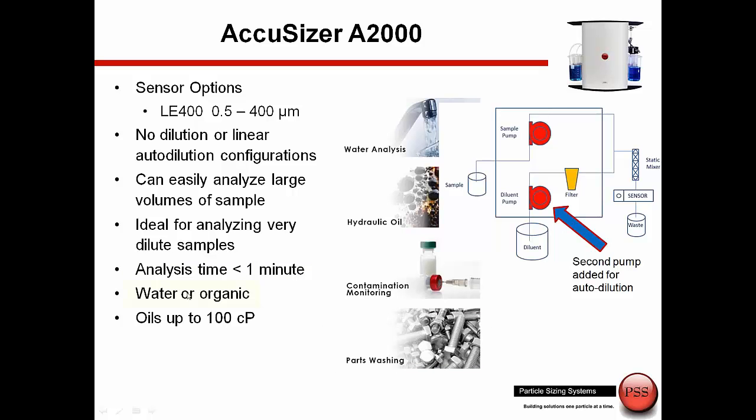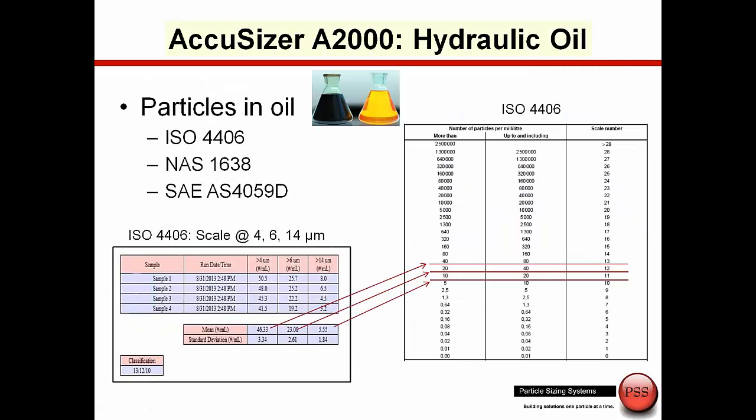It can either work with aqueous or organic samples, certainly with hydraulic oils, up to a viscosity of about 100 centipoise. A very common application for contamination monitoring is in oils, either hydraulic fluid or it could be lube oils. There are various international standards where we can rate the contamination level in the oil by measuring at multiple particle sizes. The most common standard used is ISO 4406.